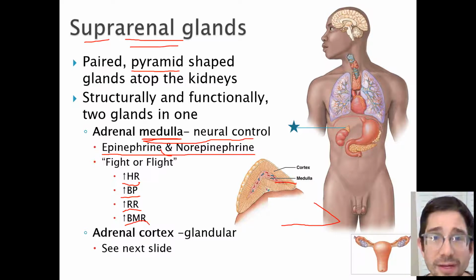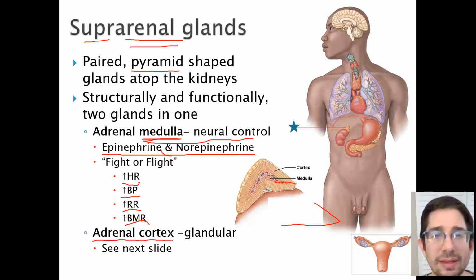Your basal metabolic rate increases. In fact, we can name 15 other changes during a fight or flight situation, like sweating and pupil dilation, but we're going to save that for when we do the nervous system stuff. But here are just a few basic things that will happen due to epinephrine flooding through your body.